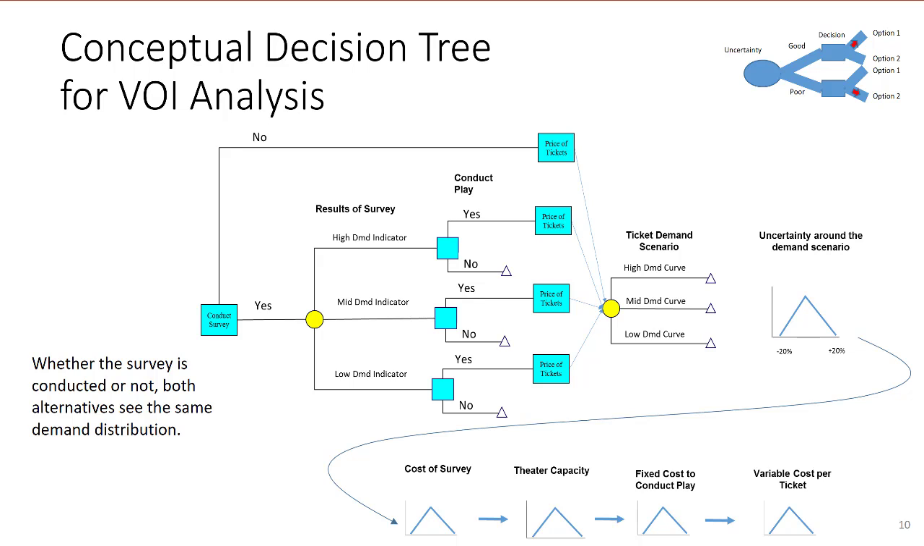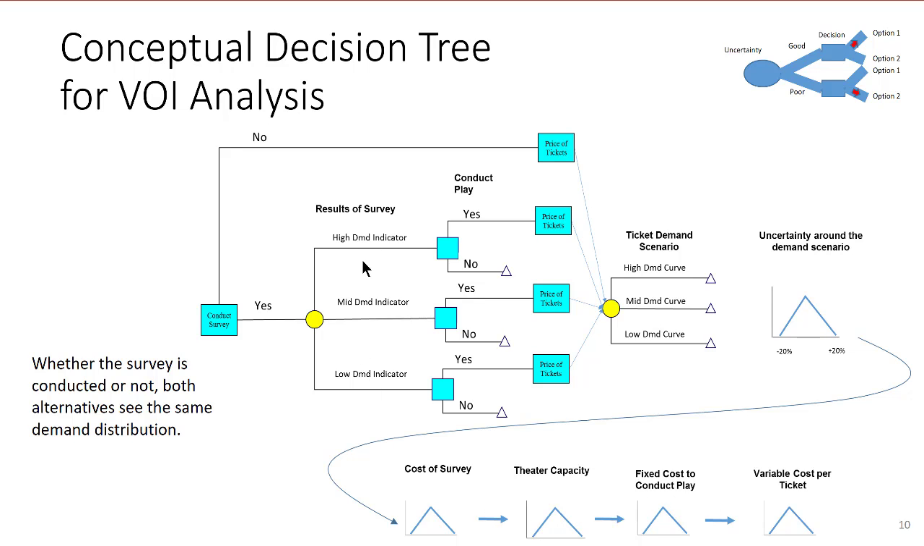When we look at perfect information, that means that we are going to get the results of the survey before we have to make a decision whether to conduct the play, and before we have to make a decision about the ticket price. After we learn the results of the survey, which is perfect, we then still have the uncertainty around the demand, 20%, and all the other uncertainties.